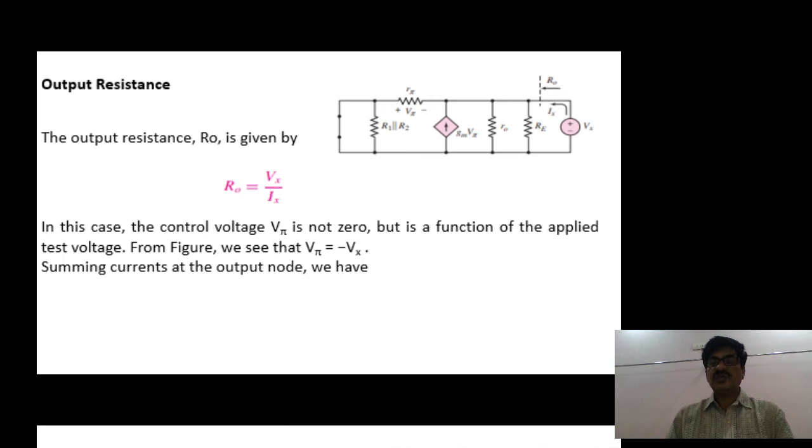Hence, at the output node, you can write the KCL. Ix is one incoming current. Another incoming current is Gm V pi. Therefore, Ix plus Gm V pi equals Vx divided by RE plus Vx divided by small r0 plus Vx divided by R pi. Here R1 parallel R2, since it is parallel to a short circuit, also acts as a short circuit. That's why that is neglected. And V pi is minus Vx, therefore this equation can be written like this.